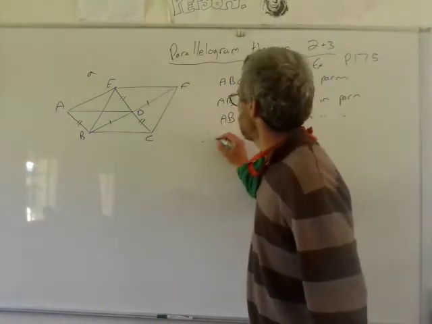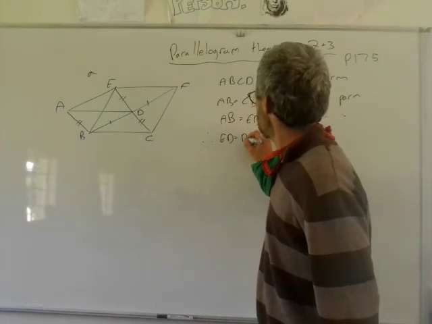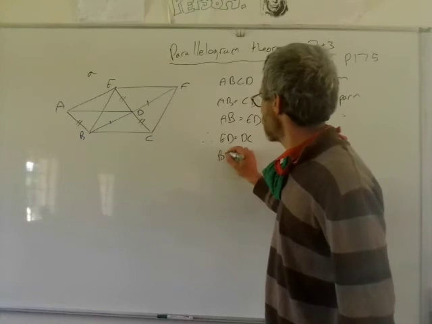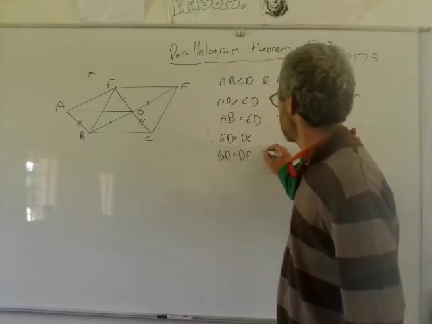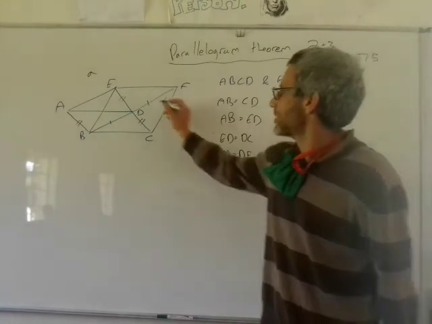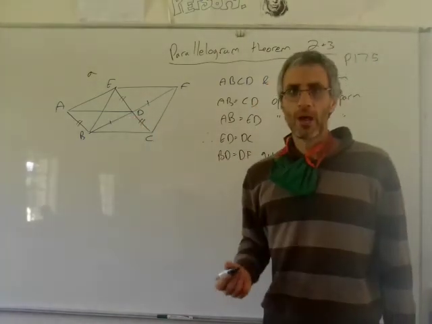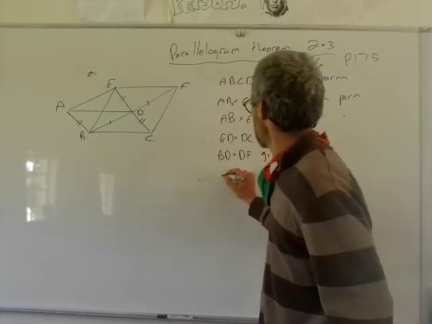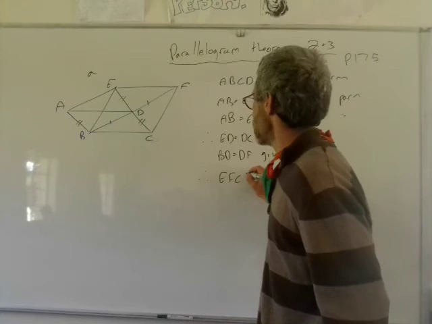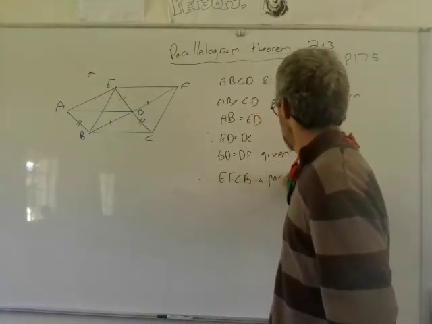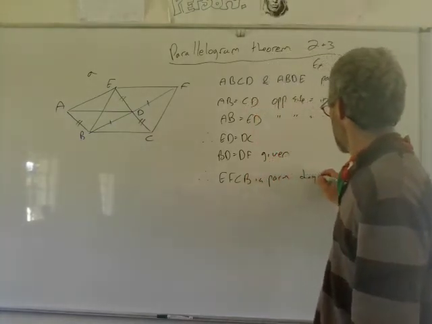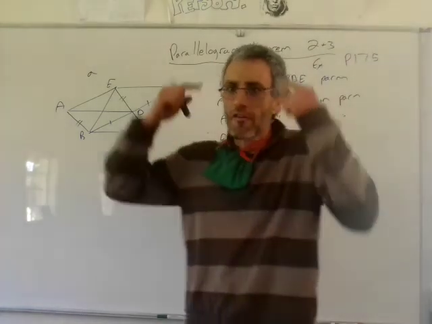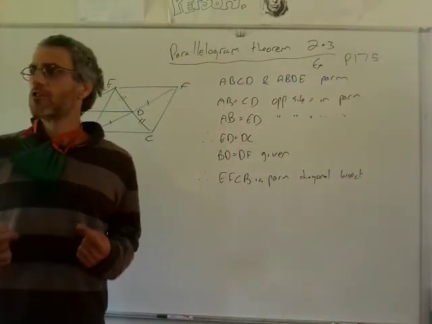But then that means that ED is equal to DC. Okay? And I also know that BD is equal to DF, that's just a given. And what does that tell us? It's a parallelogram because the diagonals bisect each other. So now I'm in a position to say, okay, EFCB is a parallelogram because the diagonals bisect each other.